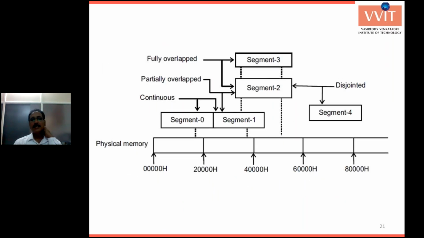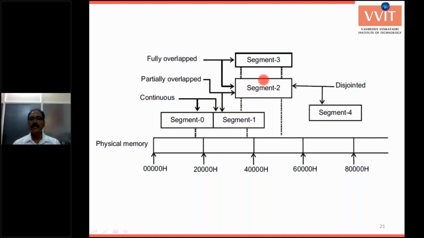Next, the segmentation of the 8086. Segments are allotted by the system. Side by side segments are indicated as continuous. These shaded areas are indicated as continuous, or partially overlapping.